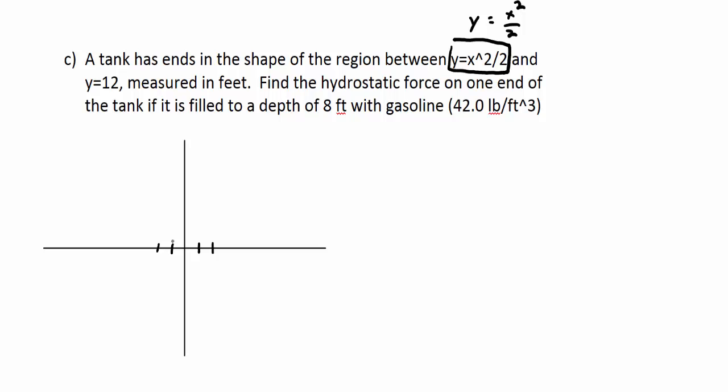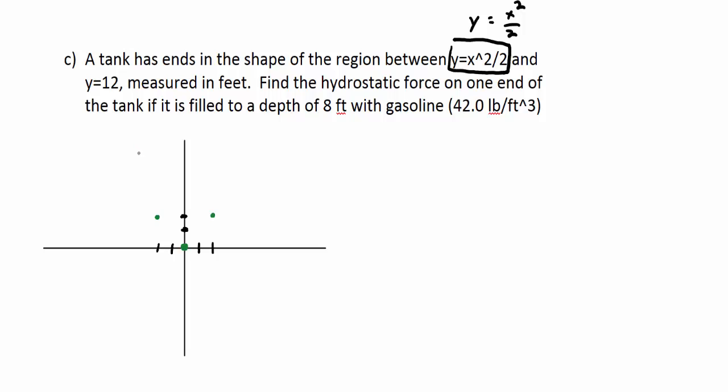So I know it goes through (0, 0). If I plug in 2 for x, what do I get for y? 2 for y, because 2 squared is 4 divided by 2. And same if I plug in negative 2. So the points (2, 2) and (-2, 2) will be on the graph.